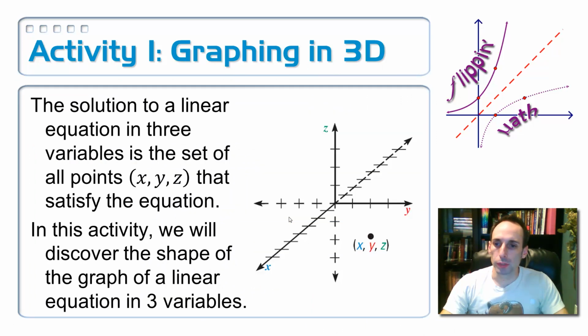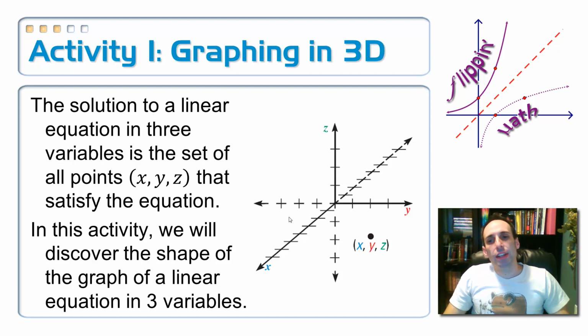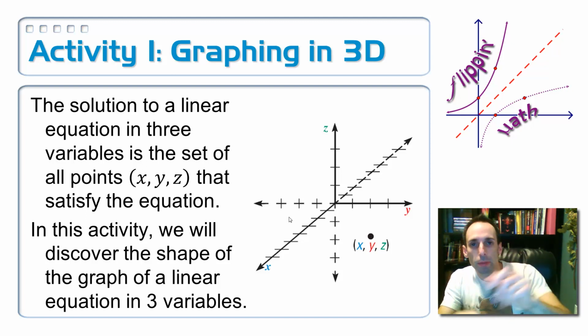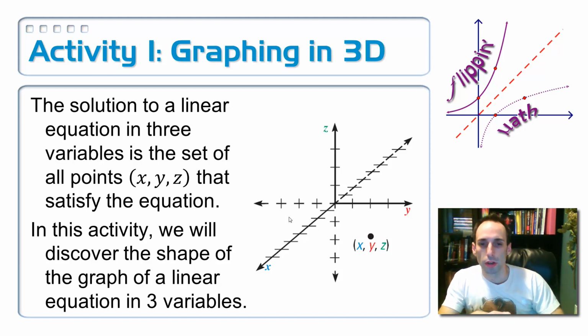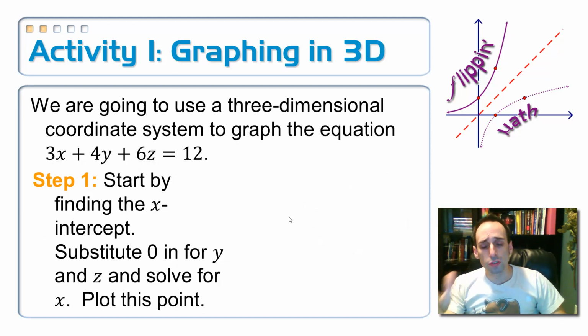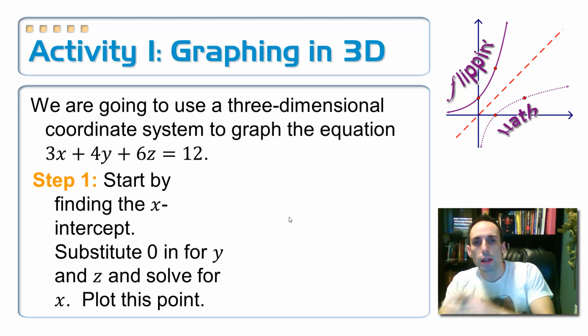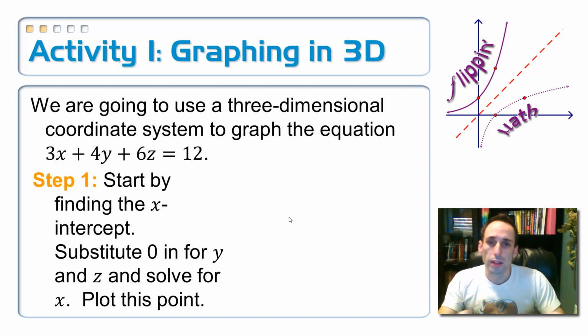Alright, that was interesting. Okay, so the solution to a linear equation in three variables is going to be the set of all points x, y, and z that satisfy the equation. When it was two variables, the word linear meant that it would make a line. The same thing is not going to be true in three dimensions, okay? So we're going to look at what that shape is going to be. We're going to start by finding the x, y, and z intercepts, right? That's one way that we used to graph a line. We find the x-intercept, find the y-intercept, and connect them. But now we have three intercepts, x, y, and z. Let's find those and connect them, and see what's going on.